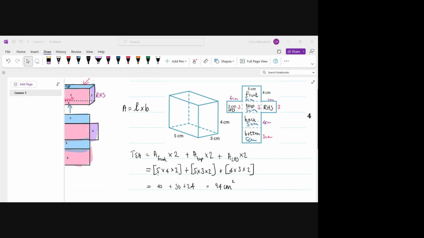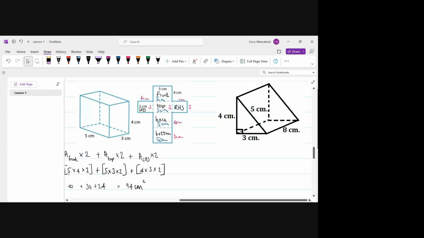All right, thumbs up. Does everybody understand the process that ma'am has just gone through? Are we all good? All right. Okay, let's look at a different shape. Let's look at this shape over here.